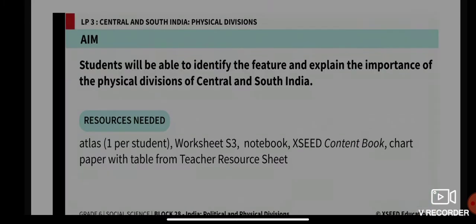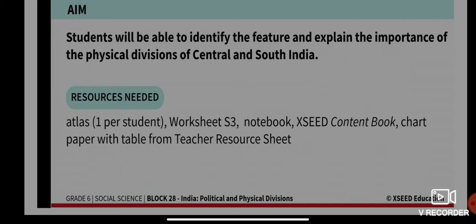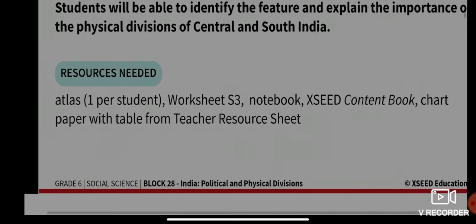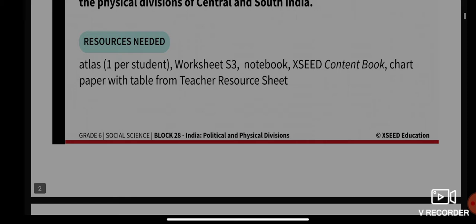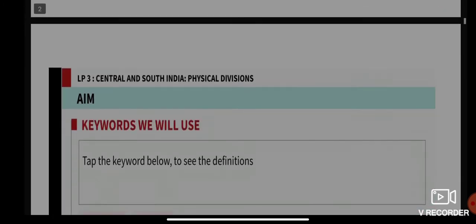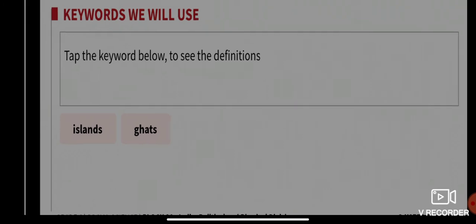Okay, physical division. Our aim for today is that students will be able to identify the features and explain the importance of the physical divisions of Central and South India. Resources needed are worksheet S2, notebook, your textbook, and the teacher resource sheet, which I will provide to you. Now the keywords that we will use today are island and ghats.